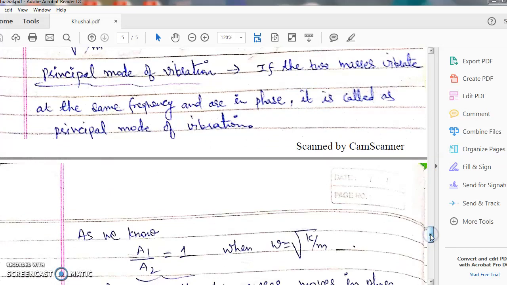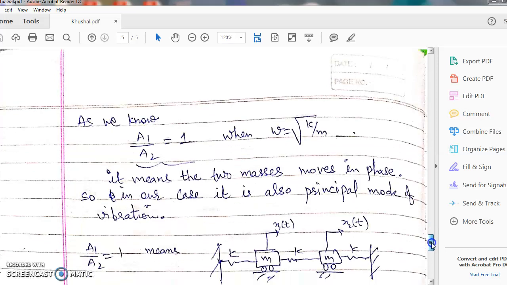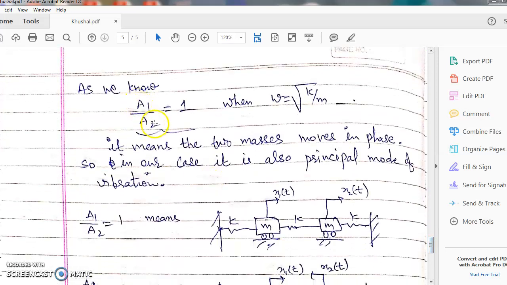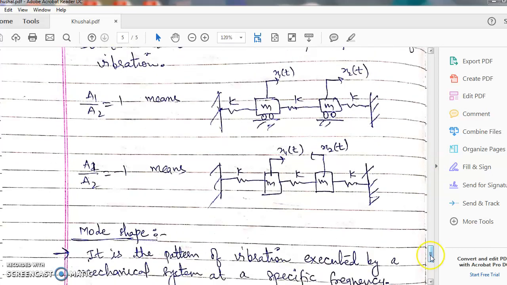Here one term is important: principal mode of vibration. If the two masses vibrate at the same frequency and are in phase, then it is called a principal mode of vibration. What do you mean by in phase? I am discussing that here. As I am saying, a1 upon a2 equals 1 when omega equals root k by m, it means the two masses move in the same phase. I am telling you by this diagram. Suppose a1 equals a2. It means either it will move in this direction, so both masses have the same direction, either right or left.